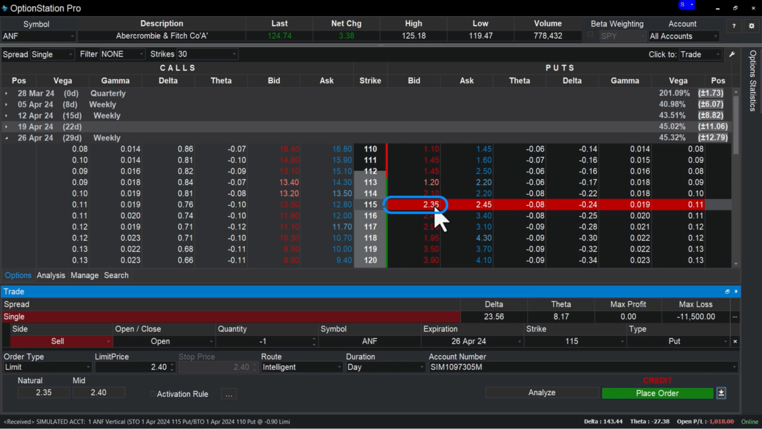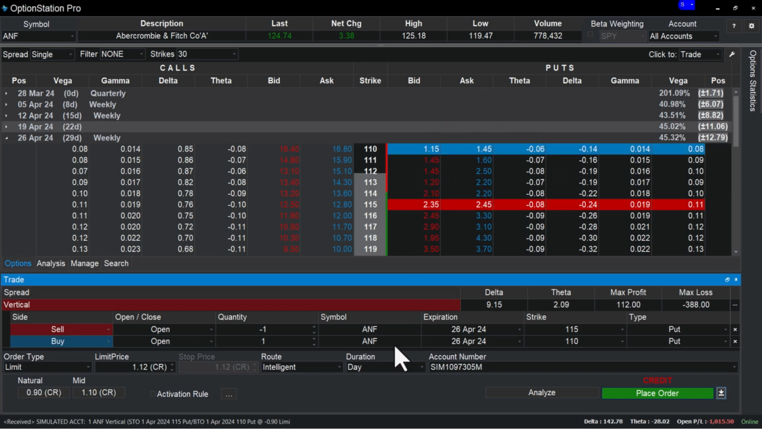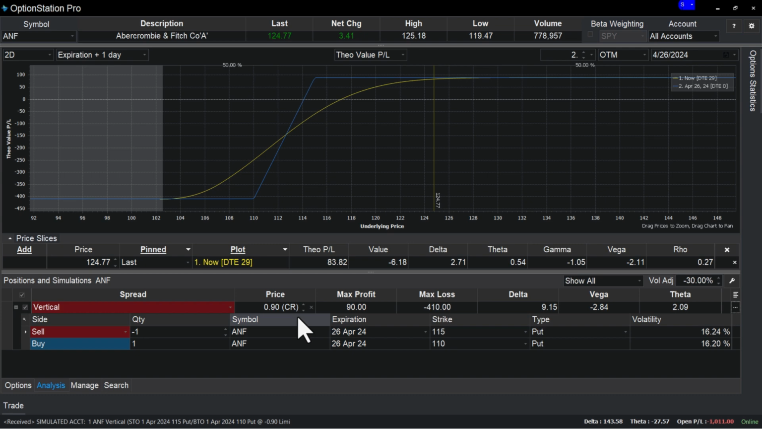at $2.35. To manage risk in the position and collect enough premium, we'll buy the 110 strike put with an ask of $1.45. The natural price of the spread is 90 cents, so we will place the limit order at that level. Here is our bull-put spread on ANF.